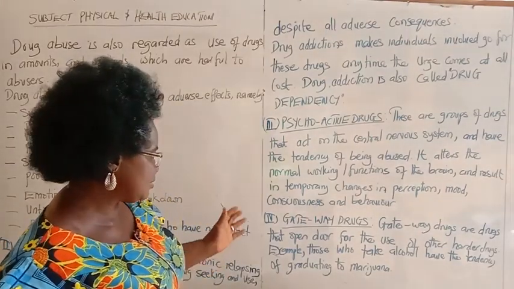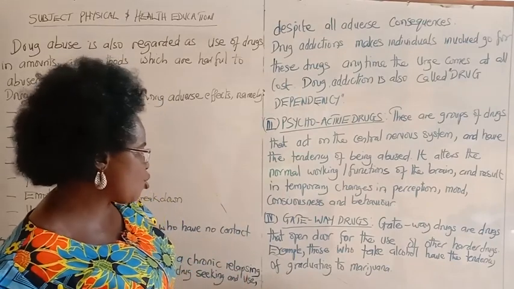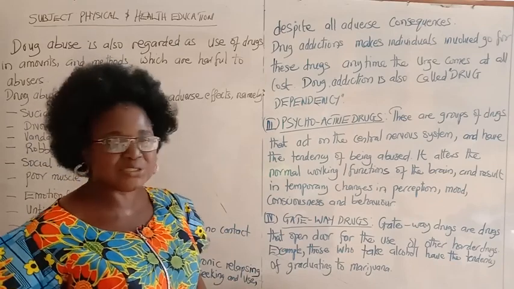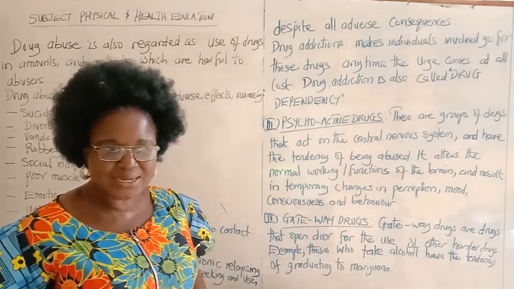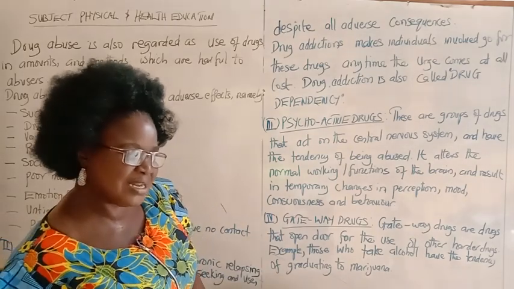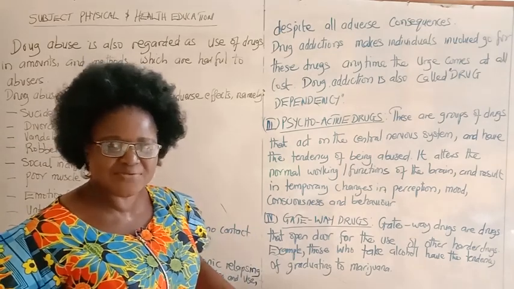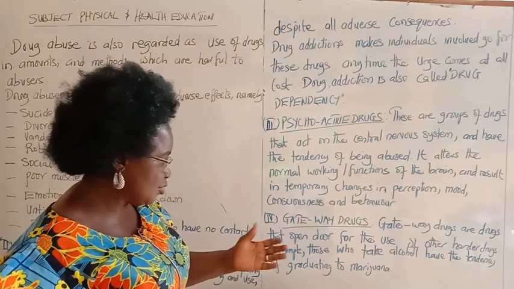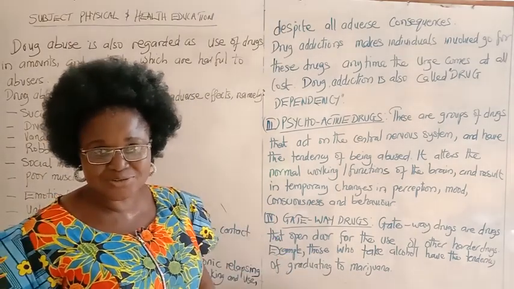The fourth one, gateway drugs, are a group of drugs that open the door for the use of other harder drugs. Example, those who take alcohol have the tendency of graduating to marijuana. Now, when you take one glass of alcohol, then you take the next one, and you feel it's not doing anything to me. You have the tendency to keep going higher. So it's a very good example of those that actually take alcohol. By the time you know it, they start taking other harder drugs.